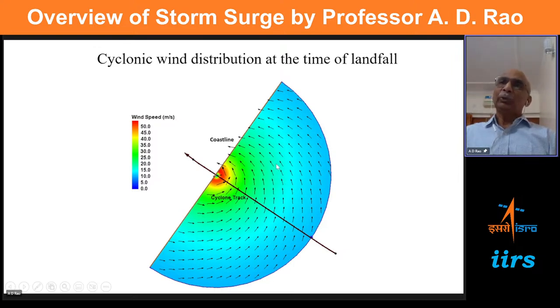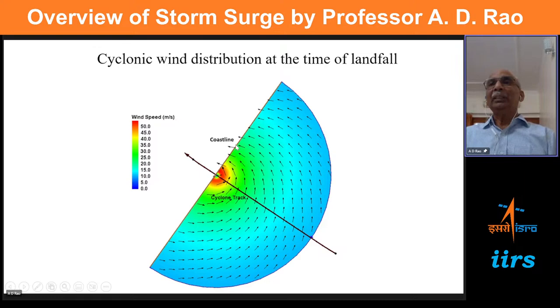What are onshore winds? The winds which are blowing towards the coast are called onshore winds. The winds on the left side of the track are blowing off the coast, that means away from the coast. But both are important. The winds on the right-hand side, because of momentum acting on the surface of the ocean, carry a lot of water mass towards the coast, so that will pile up the water at the coast.